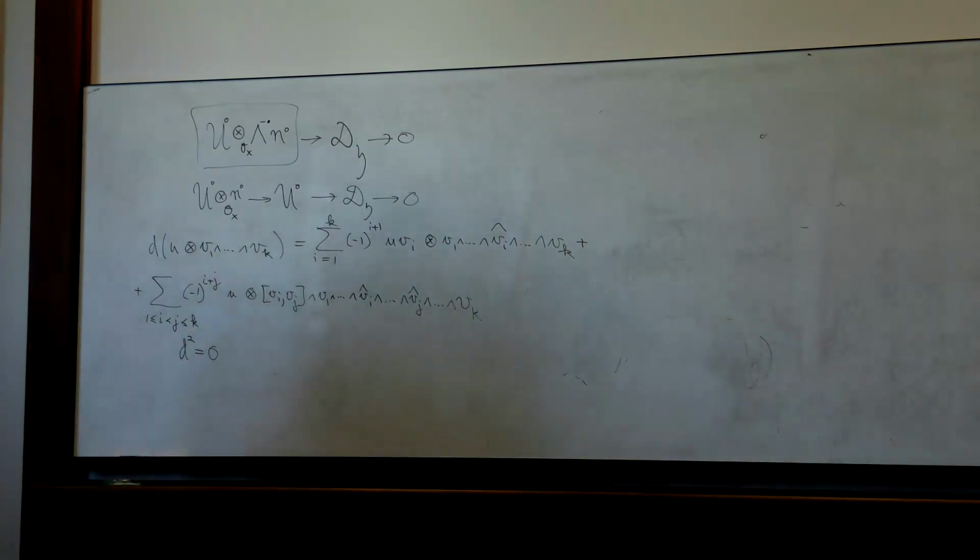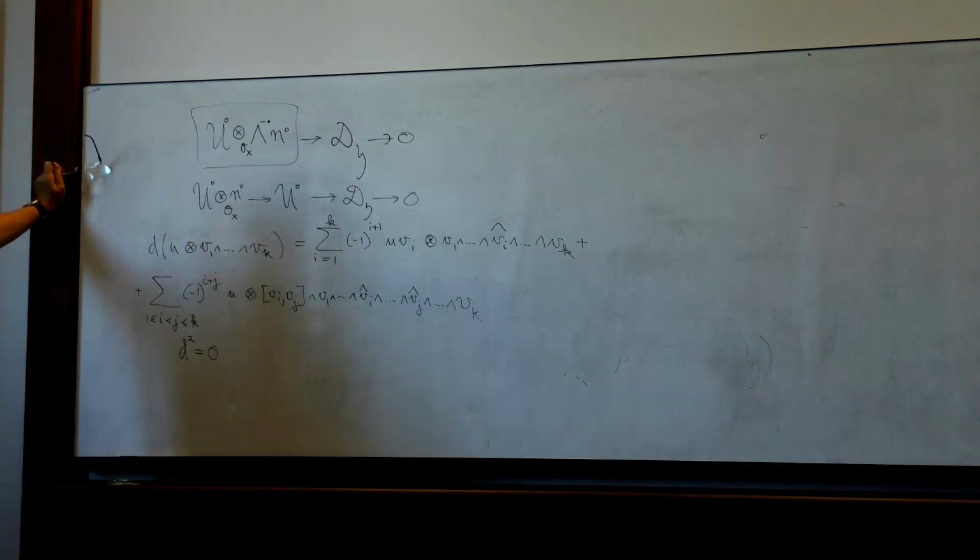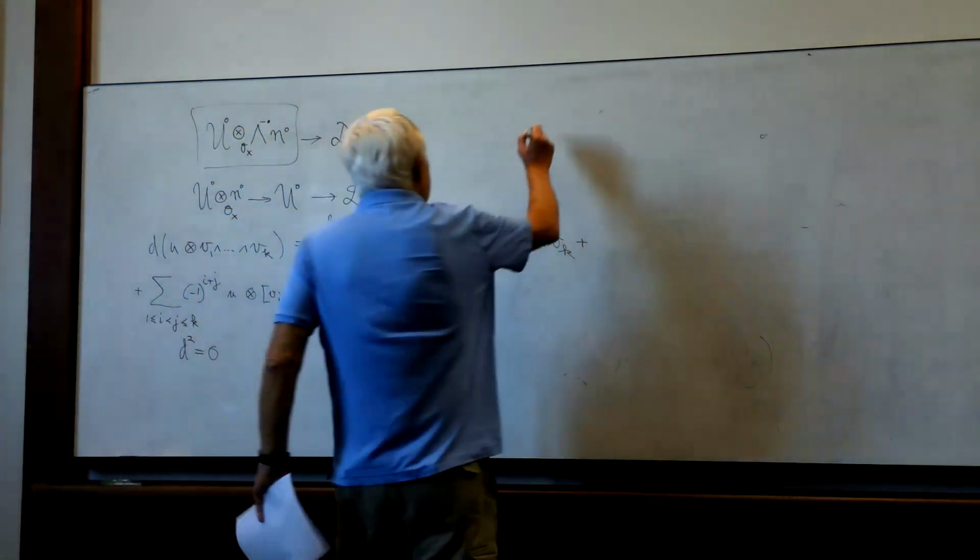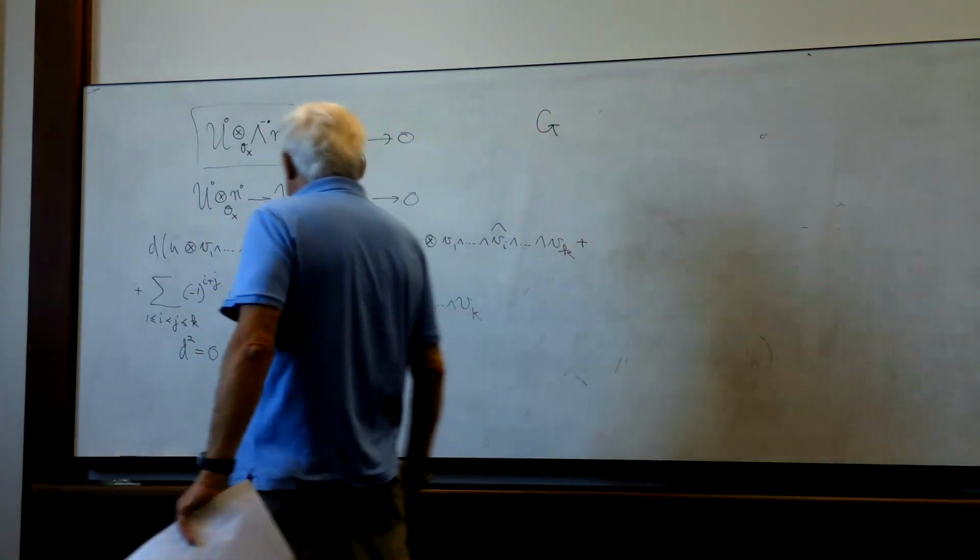Now I need some other remarks. First of all, the differential behaves well with respect to the action of the group G on the modules. The group G acts on D of H, or say the normal section if you want. It acts on U naught, and it acts on the wedge powers of N naught, because N naught is G-equivariant. So this is the G action.